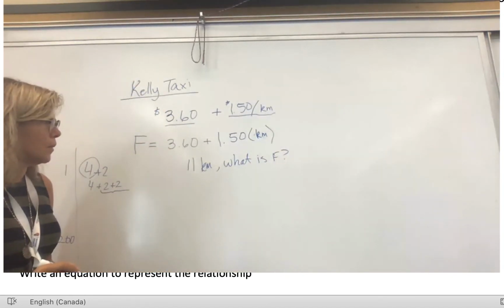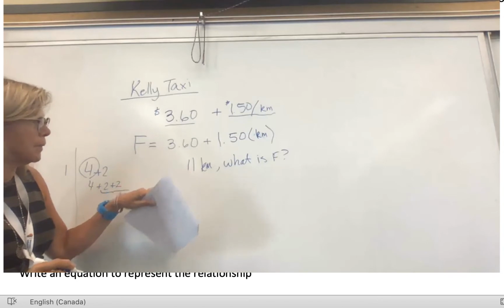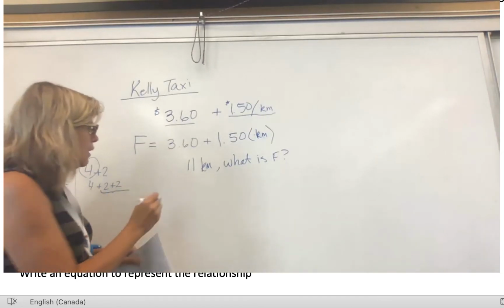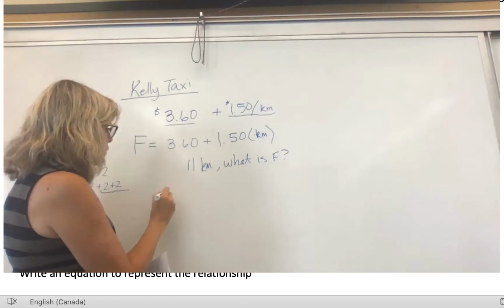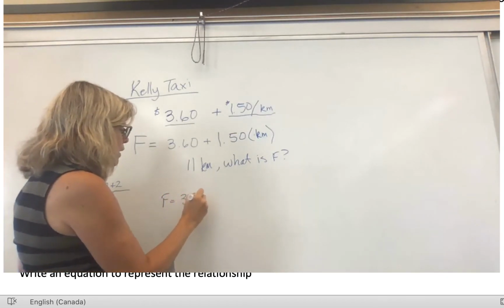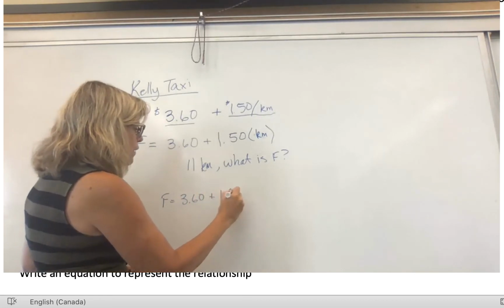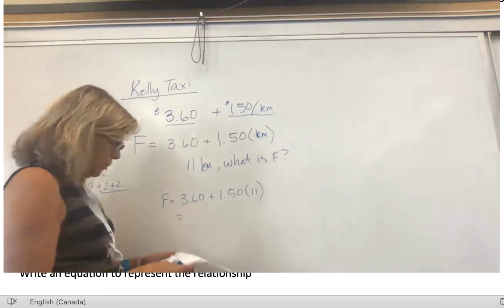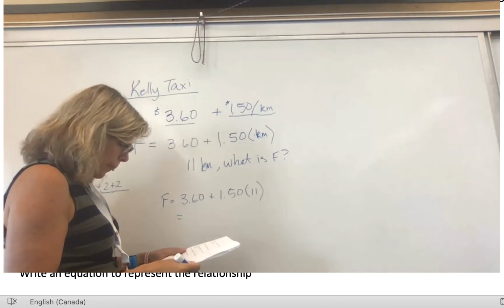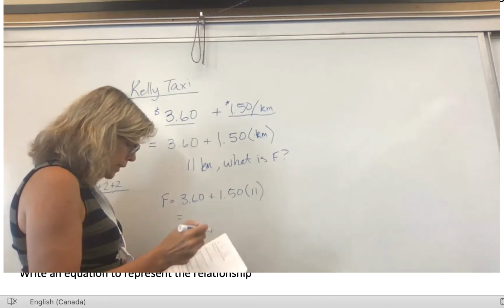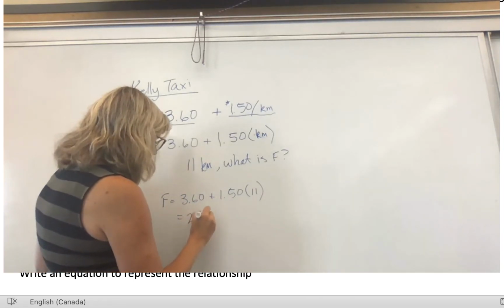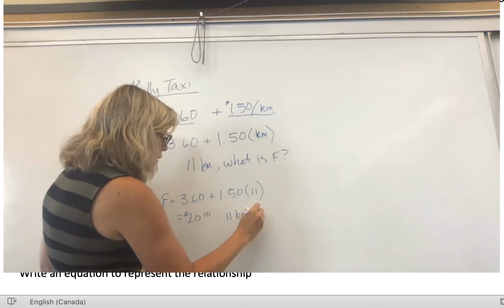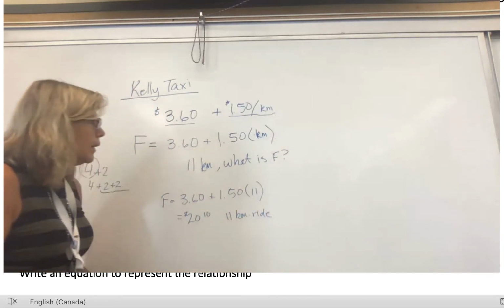So we can figure that out simply by doing the same sort of exercise that we just did. So you could say F equals 360 plus 150 times 11. And that gives you $20.10 for an 11-kilometer ride. Okay?